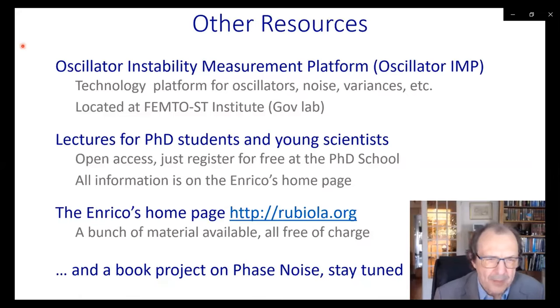Then, at the FEMTO-ST Institute in Besançon, where I work, we have a technology platform for the measurement of oscillator noise, variances and so on. Of course, this is a government lab, so it doesn't have a lucrative purpose. Second, my lectures for PhD students and young scientists are open access. Just inform the PhD school is all what you have to do, and all the information about this is on my homepage.